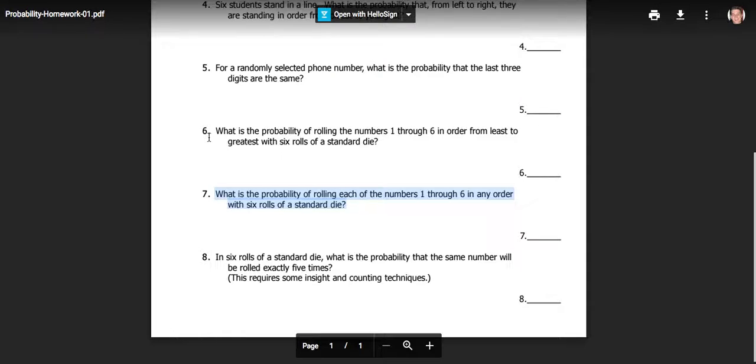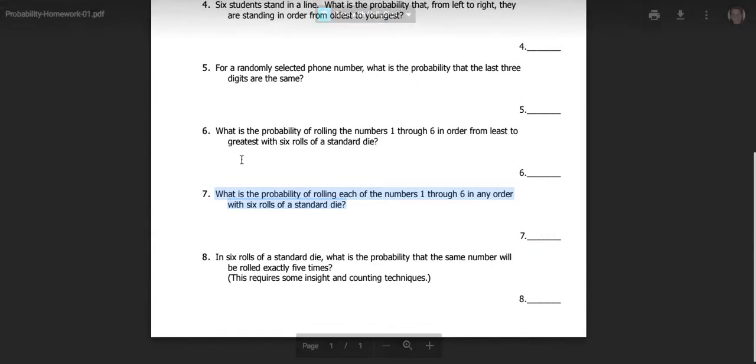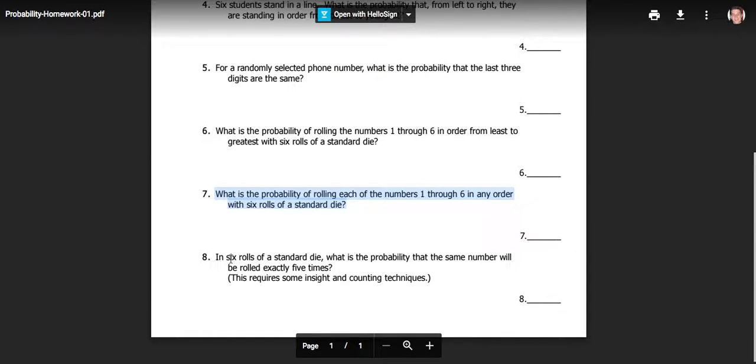I just did it simplified. That's why I got 6 out of 6 to the power of 5. Well, no. There are six rolls of the die, right? So the total number of outcomes is the same for all of these questions. For numbers 6, 7, and 8, the total number of outcomes is the same because there are 6 rolls. So you always have 6 to the 6 total outcomes.